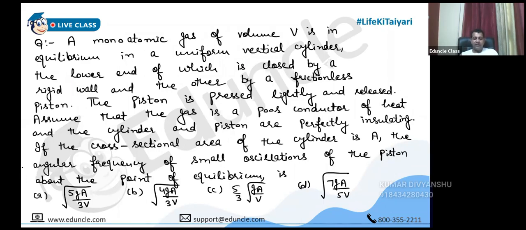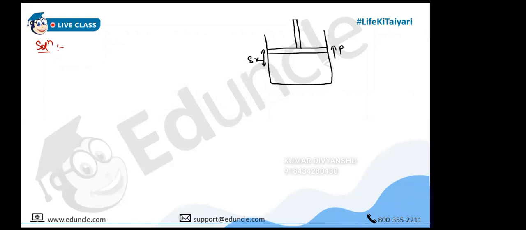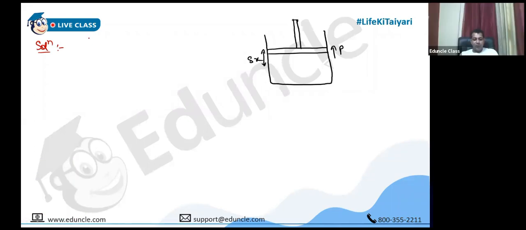Cross section area is A. So let us assume that the piston is pressed by a small amount, delta x. Because of this, when we press the piston, the gas will be compressed, and as a result, it will exert a pressure P on the piston, isn't it? This thing is clear? So now the process is clearly adiabatic. Is this clear to you?